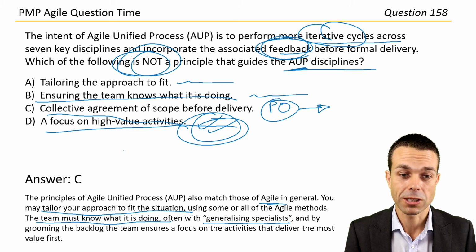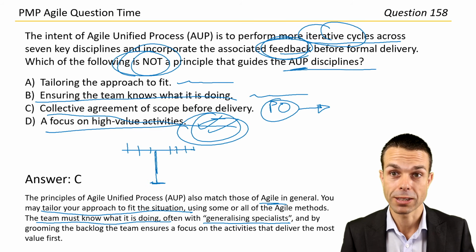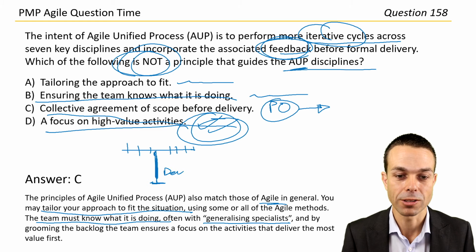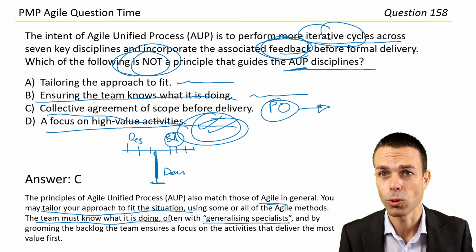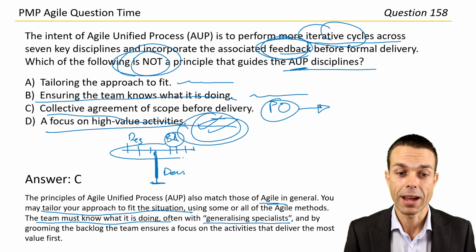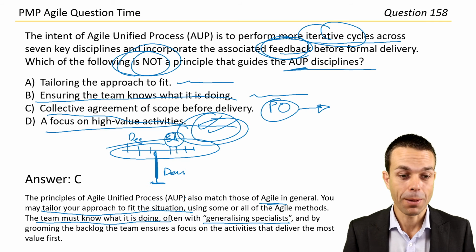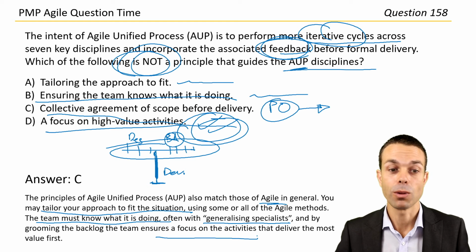So generalizing specialist is our T-shaped person where we have a broad range of knowledge, but one deep specialty. So they might be a developer, for example, but they might have a little bit of design. They might have a little bit of business analyst work or requirements gathering work as well. So they have a broad range at the same time. Such a powerful person to have in your team, whether it's agile or not. And of course, we're grooming the backlog and focusing on the activities that deliver the most value first.